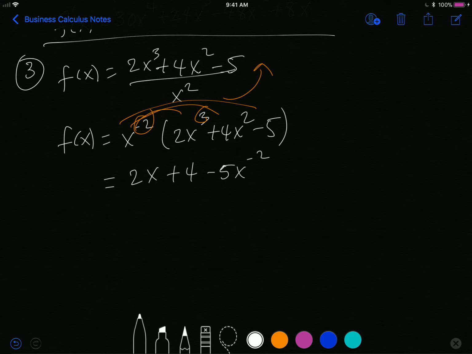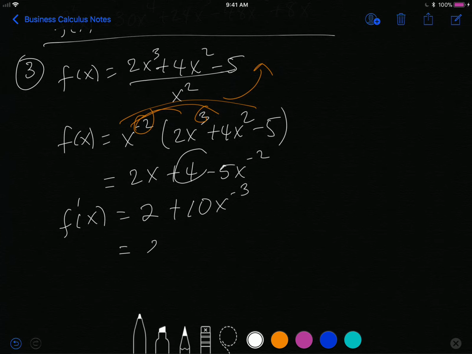And then we take the derivative. So it's simple, f prime of x equals, whenever you have an x by itself, you just drop the x. And so that becomes simply 2. The derivative of a constant is 0, so that goes away. And then I multiply and subtract. So that's going to be positive 10x to the negative 3. Be careful when you're subtracting. Negative 2 minus 1 is negative 3. And of course, I cannot leave the negative power. And so I write it as 10 divided by x cubed. That's number 3.